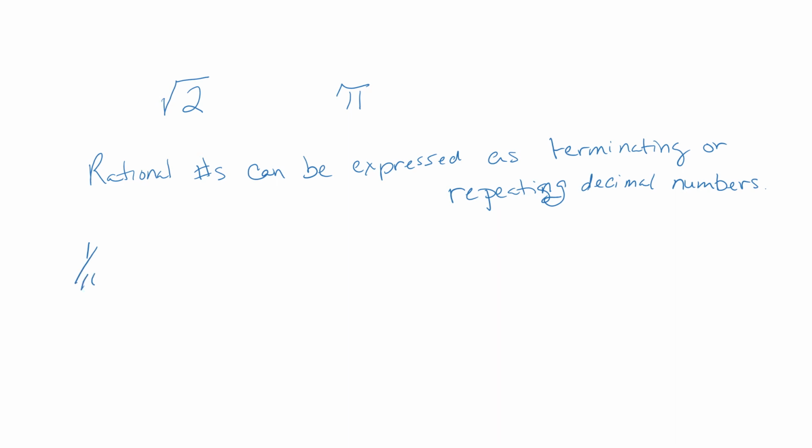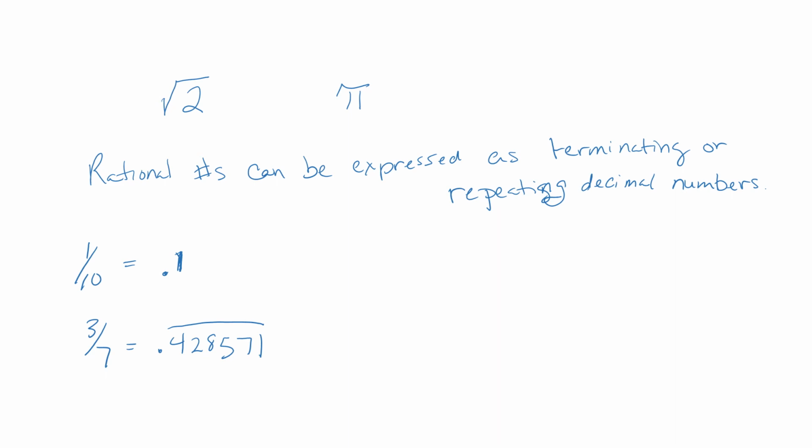So 1/10, 0.1. It terminates. It doesn't go anywhere past the 0.1. 3/7. If you do 3 divided by 7, you're going to come up with 0.428571 42, and this thing will be repeating over and over again. So you come to a place where you have a series of numbers or a single number repeated.